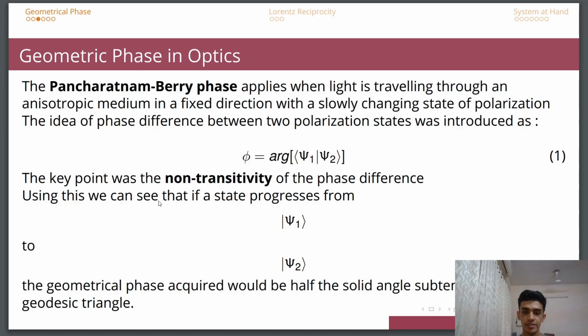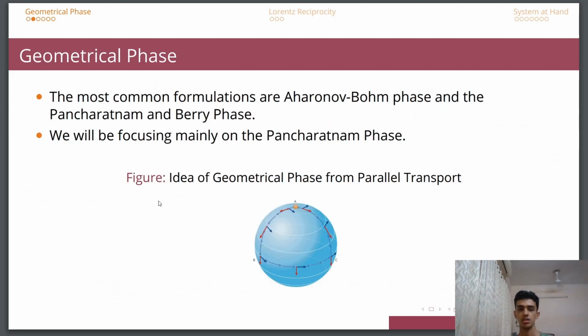So using this, we can see that if the state progresses from psi 1 to psi 2, the geometrical phase acquired would be half the solid angle subtended by the geodesic triangle. What do we mean by this? Look at the A, B, C points. These subtend some angle at the center, right?